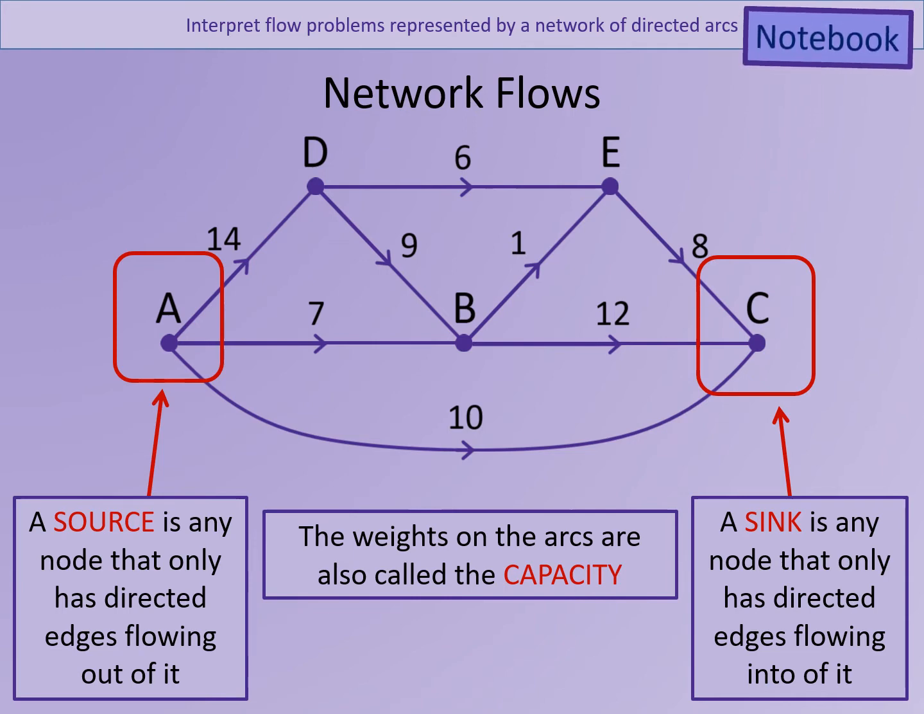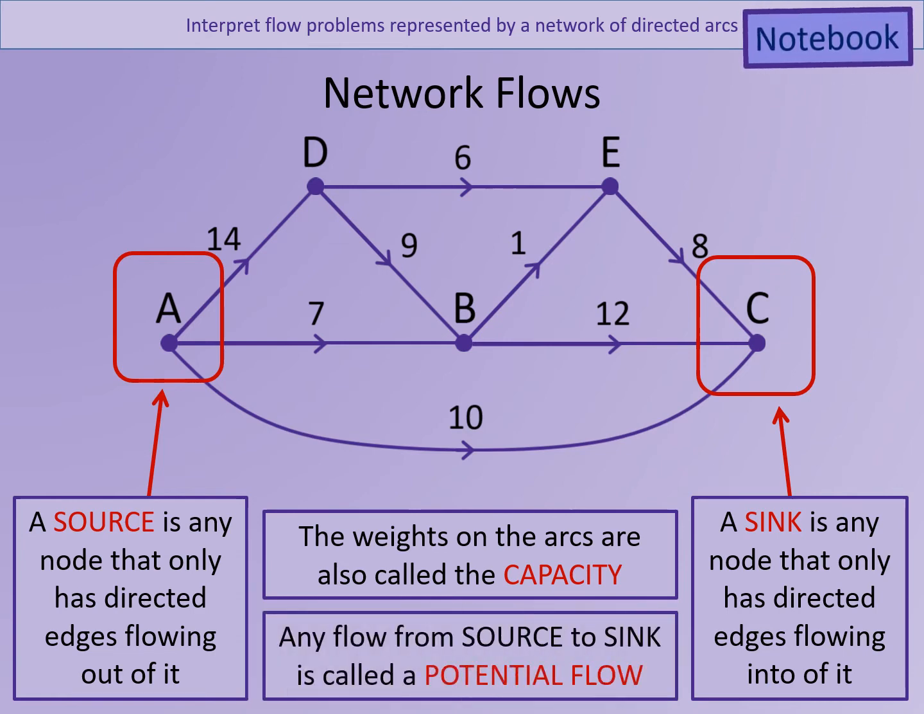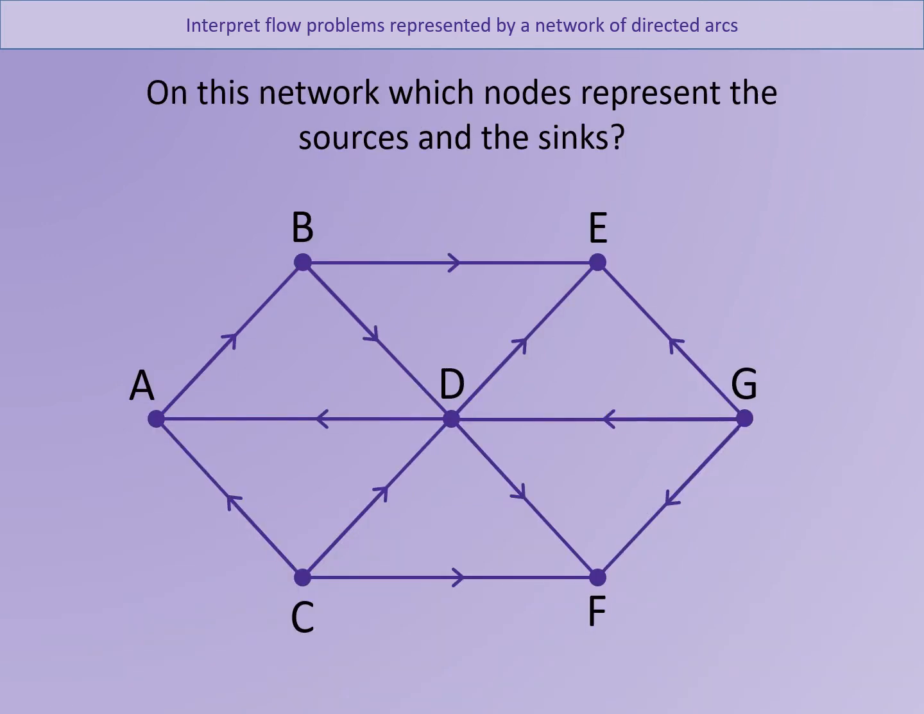You can think of that as being like a tap and a plug, or you can think of it as being sort of an entrance and exit to a building. Now, any flow that we could find from source to sink is sometimes called a potential flow, because that is an amount that could potentially flow through that network. So on this diagram, pause briefly and consider which of these nodes would be a source and which ones would be a sink.